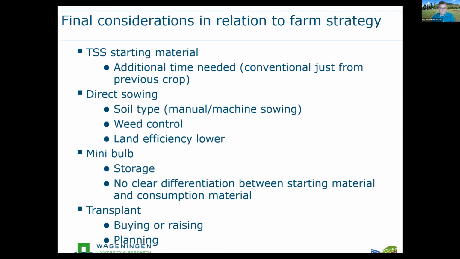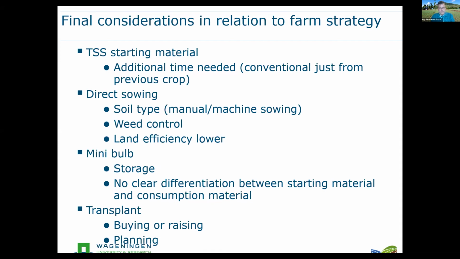Think about manual or machine sowing, because labor, as was shown before by the presenters, has a big share in the total cost. Weed control, especially in direct sowing, it's even more essential to think about, because with direct sowing, your field period is extended from 2 months to almost 3 months. So the time that you need to control weeds in your field is extended by 1 month. And also, in terms of farm strategy, you have to think about land efficiency, because it takes 1 month longer, so you cannot use your field more times in the season.